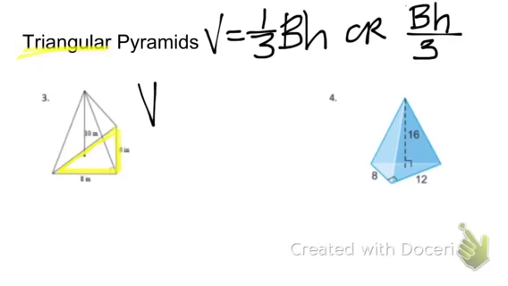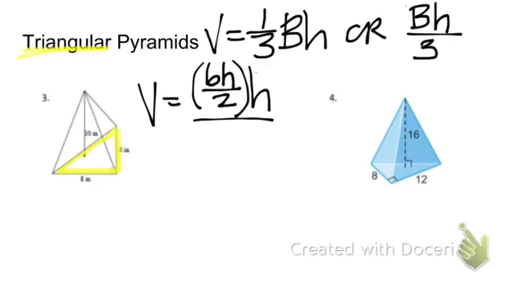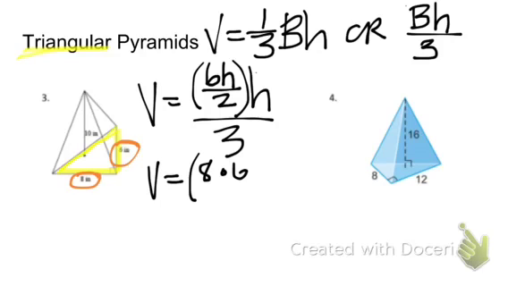So I have V equals the base of the triangle times the height of the triangle divided by 2 times the height of my pyramid, and then we're going to do all of that divided by 3. So the base and the height of my triangle, we have 8 and 6. So I'm going to plug those numbers in. So I have V equals 8 times 6 over 2 times the height of my pyramid, which is 10, over 3.